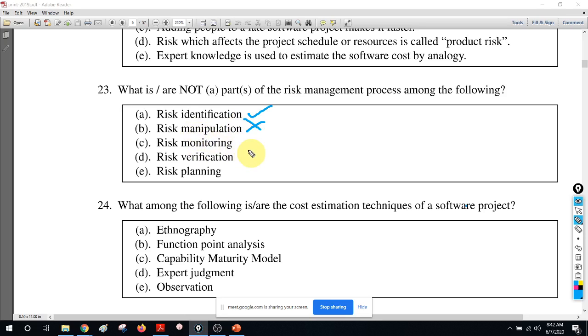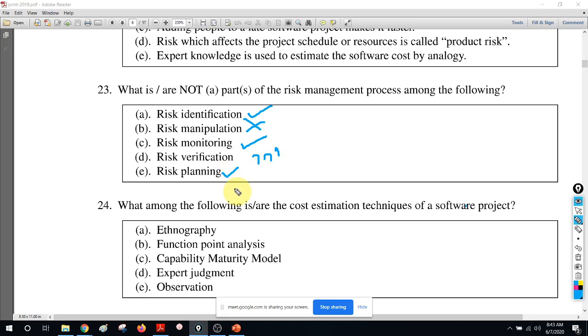Risk monitoring. That is not actually risk monitoring; it must be risk control and monitor. So yes, we take that as an answer, because we have to monitor and control. We have to keep monitoring whether risk is increasing or reducing, and only then can we do the control action. So I will take it as an answer, meaning the correct one. Risk verification: we have to verify the risk. Just because someone says it's a risk, we can't take it as a risk; we have to verify whether it's a risk. But that is not a major task, so that is a debatable answer for me. Risk planning: yes, we have to plan for risk.